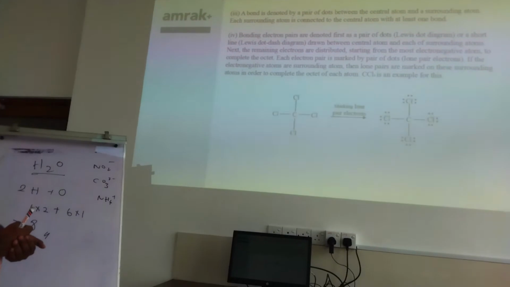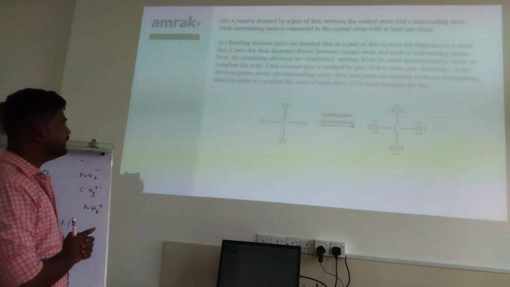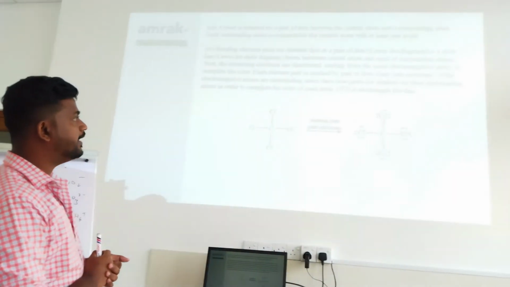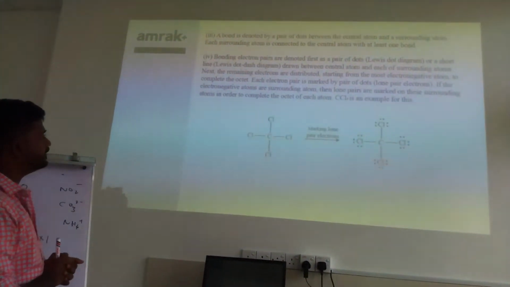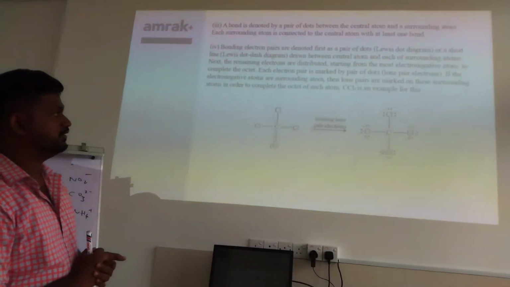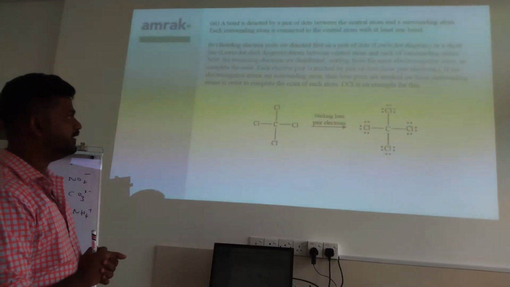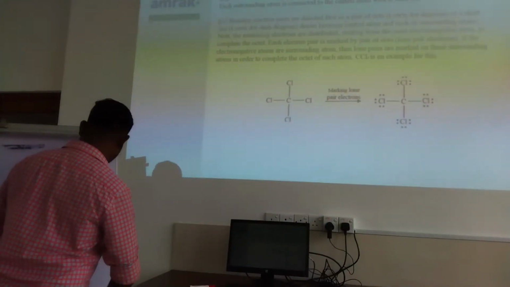So starting from the most electronegative atom to complete the octet, each electron pair is marked by a pair of dots, lone pair electrons. If the electronegative atoms are surrounding atoms, then lone pairs are marked on the surrounding atoms in order to complete the octet of each atom. CCl4 is an example.